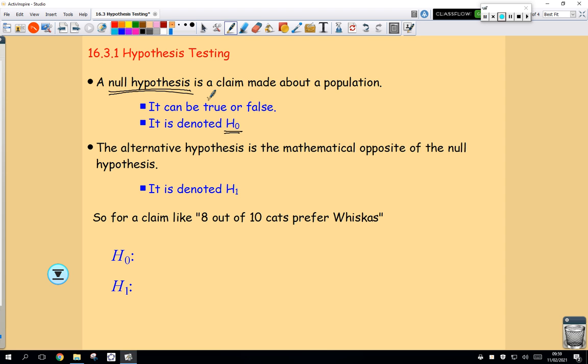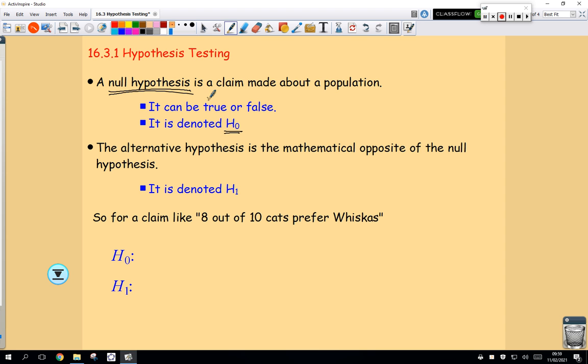The alternative hypothesis is the mathematical opposite of the null hypothesis. So if the null hypothesis is my claim that most people believe in the existence of alien life, well, the alternative hypothesis would be that most people do not believe in the existence of alien life. And again, that can be true or false. But if the null hypothesis is true, then the alternative hypothesis has to be false. And similarly, if the null hypothesis is false, then the alternative hypothesis has to be true. They have to cover all possible bases.